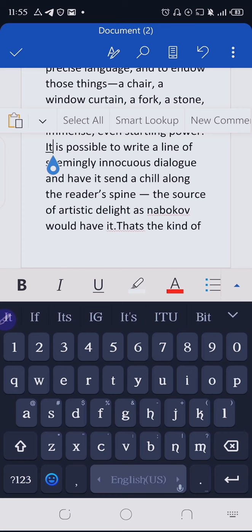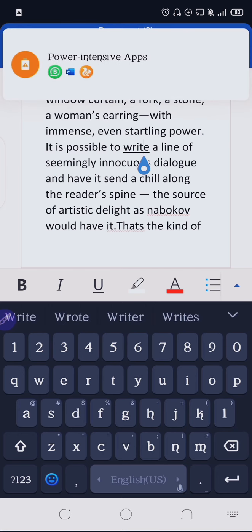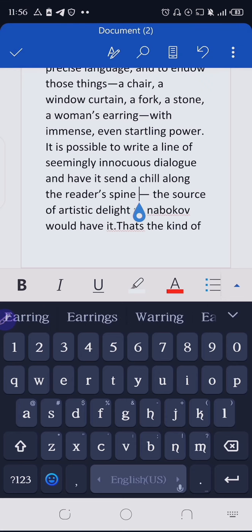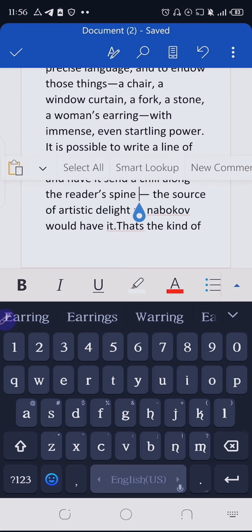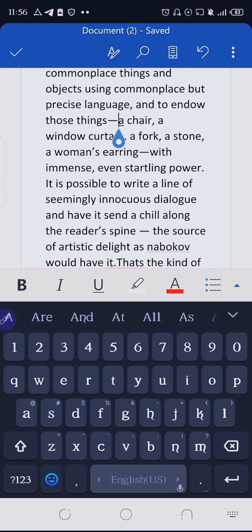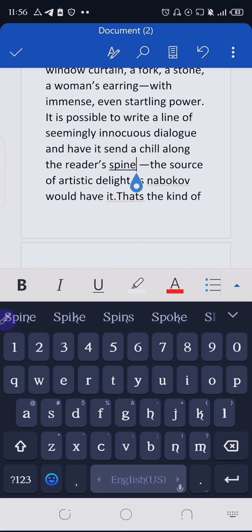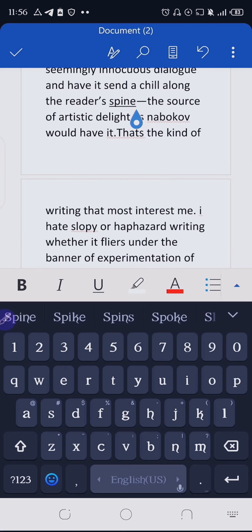Then we have lowercase t. So it is possible to write a line of seemingly innocuous dialogue and have it send a chill along the reader's spine. Now let us be consistent here. You can see the em dash here, though it has equal spacing at both sides, but so far we've had our em dash with no spacing at both ends. So let's make sure that we take out the spaces here. The reader's spine—the source of artistic delight, as Nabokov will have it.